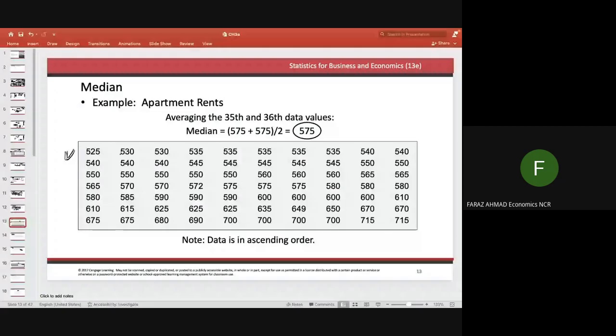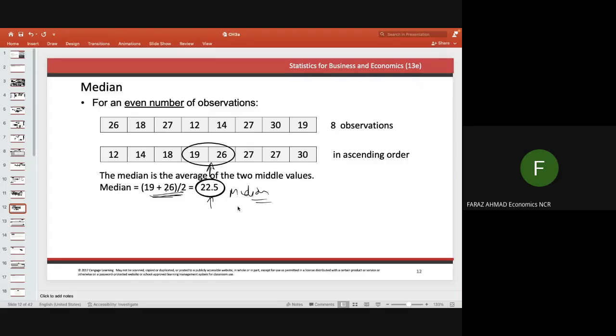So this is our apartment rents data. You can calculate the median if you arrange them in ascending order. So they have arranged it in ascending order, starting from 525 to 715, and it's moving in ascending order. You can see the numbers. Because there are 70 numbers here, it's an even number of numbers. 70 is even. So in that case, you have to take the middle 2 numbers, which are going to be the 35th and 36th numbers.